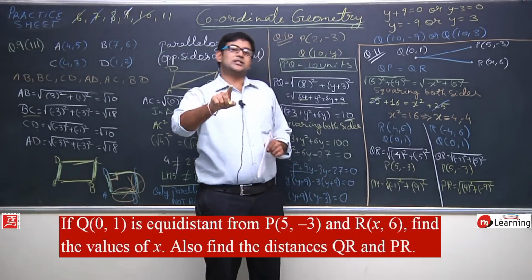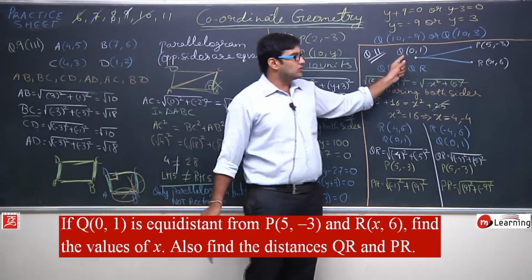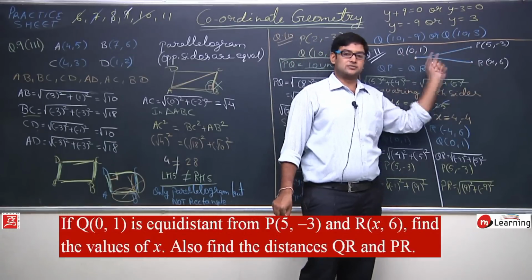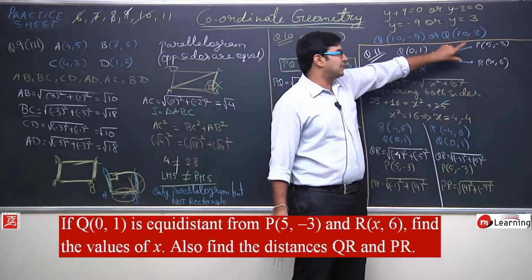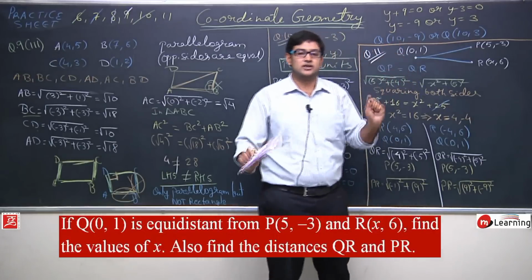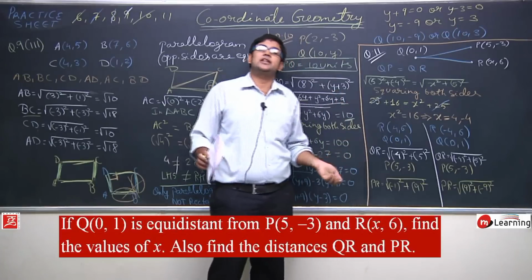Why is it so? Because in the question it is given that Q is equidistant from both the points. Okay, Q is equidistant from both the points, but it is not given that PR distance is constant. It is not given in the question. So we don't need to assume that either.